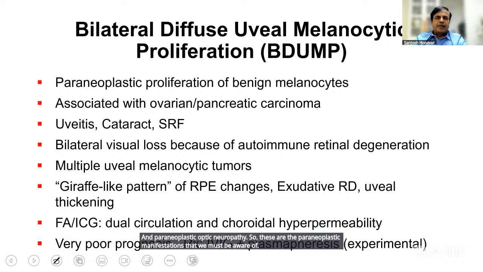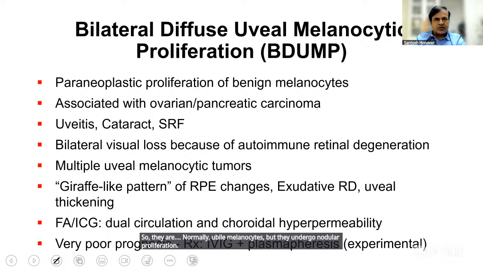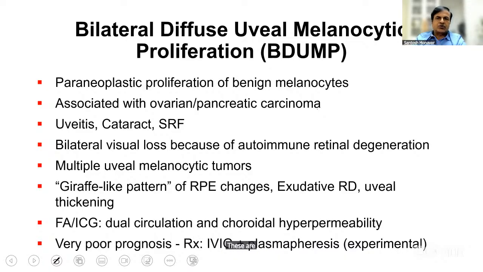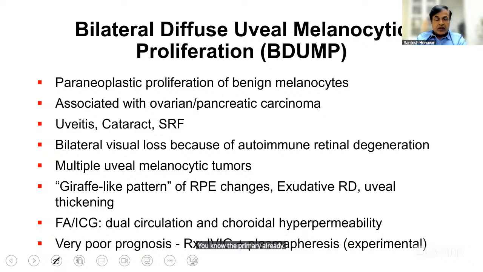Now, BDUMP is nothing but paraneoplastic proliferation of benign melanocytes. So they are normal uveal melanocytes, but they undergo nodular proliferation, sometimes diffuse, sometimes isolated nodular. These are typically associated with ovarian or pancreatic carcinoma. So if a patient has BDUMP, you know the primary already. They could be the initial manifestation of an unknown primary.